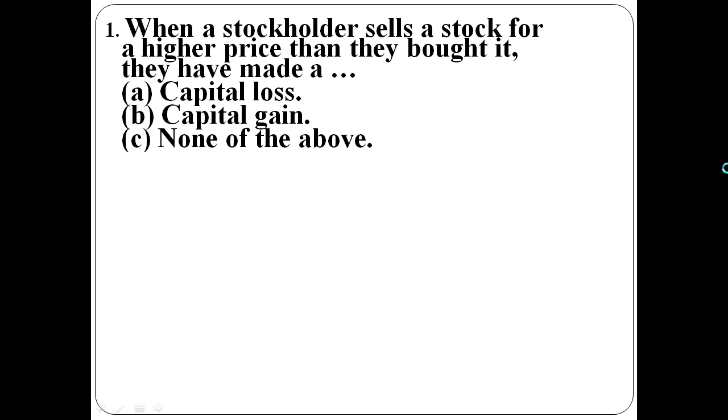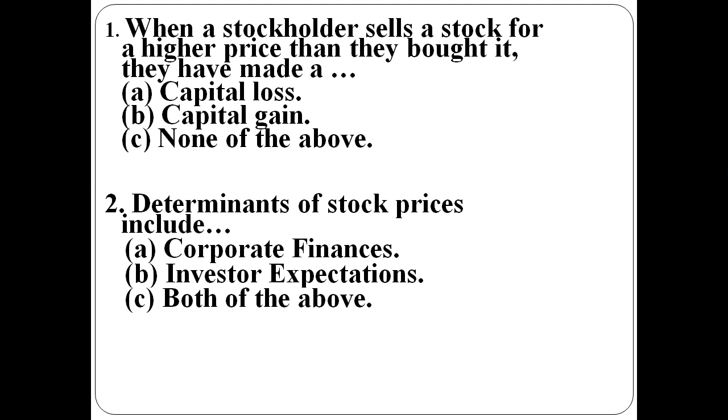Okay. So let's go ahead and answer some questions here. When a stockholder sells a stock for a higher price than they bought it, what have they made? And then for 2, determinants of stock prices include what? So I'll give you a few seconds for that. And you can pause it if you'd like.